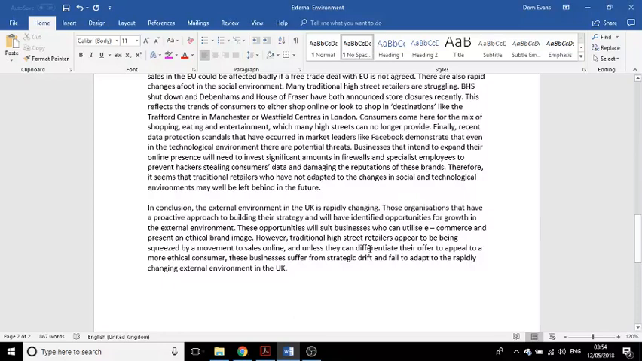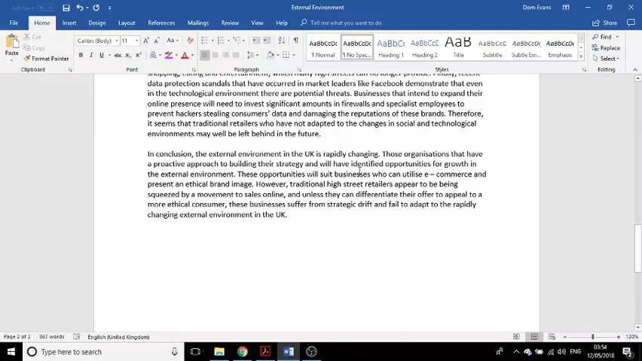And now I need to come to a conclusion in this essay. So in conclusion, the external environment in the UK is changing rapidly. Those organisations that have a proactive approach to building their strategy will have identified opportunities for growth in the external environment. These opportunities will suit businesses who can utilise e-commerce and present an ethical brand image. However, traditional high street retailers appear to be being squeezed by a movement to sales online, and unless they can differentiate their offer to appeal to a more ethical consumer, these businesses will suffer from strategic drift and fail to adapt to the rapidly changing external environment in the UK.